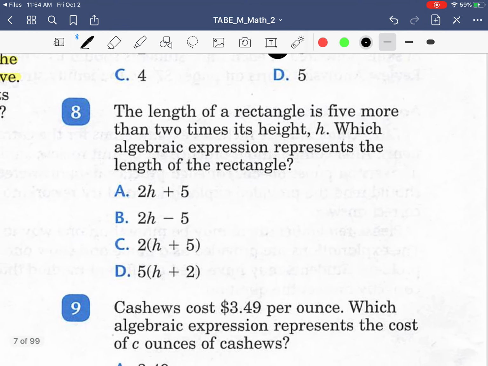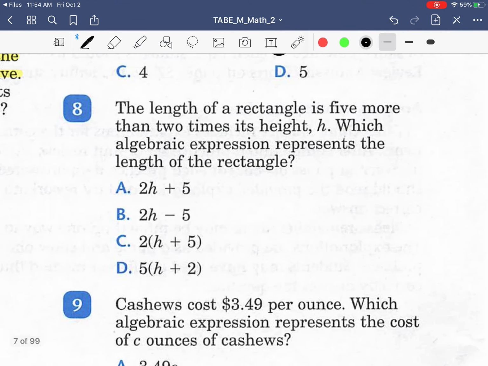Number 8 is a geometry question, and I strongly recommend that you draw these. You don't have to, but I would recommend it. The length of a rectangle is 5 more than 2 times its height, h. Which algebraic expression represents the length of the rectangle? So draw yourself a rectangle and label your sides with length.